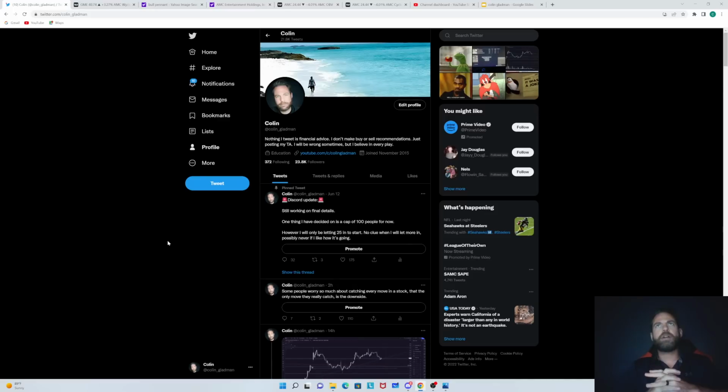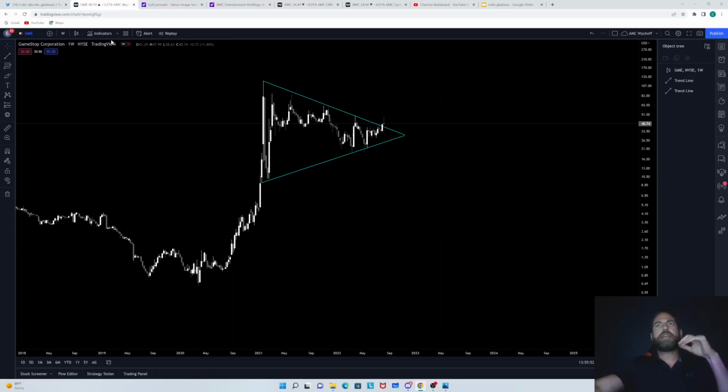So I actually want to start today talking about GameStop. What GameStop is in right now, in my opinion, is just a massive bullish pennant. This is going to be the weekly chart. If you look at the weekly chart, you had this long period of upside. Obviously, this is what led to the January 2021 gamma squeeze.